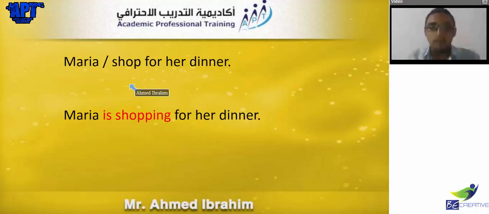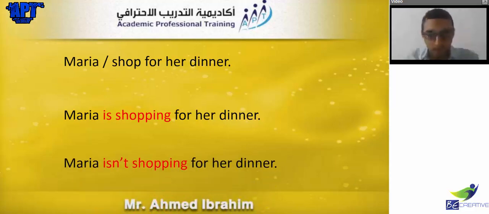Okay, here is the idea. When I have a word ending with a consonant, and before the consonant I have a vowel letter, when I add ing to it, I double the consonant. For example, shop: P, consonant; O, vowel. So if I want to add ing to it, I double the consonant. So from shop with one P, it becomes is shopping, two P. Let's move on. If I want to make it negative, of course, Maria isn't shopping.